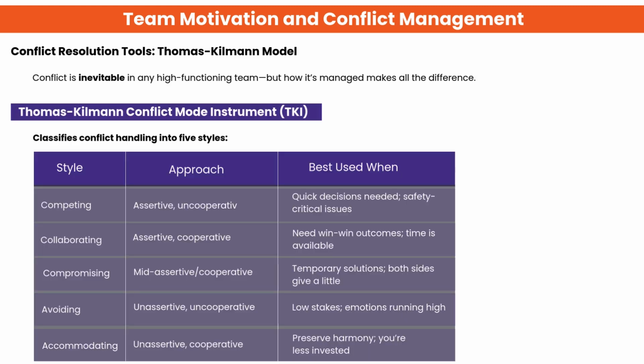Conflict is normal in high-performing teams. What matters is how we handle it. The Thomas-Kilmann model explains 5 conflict styles based on assertiveness and cooperation.